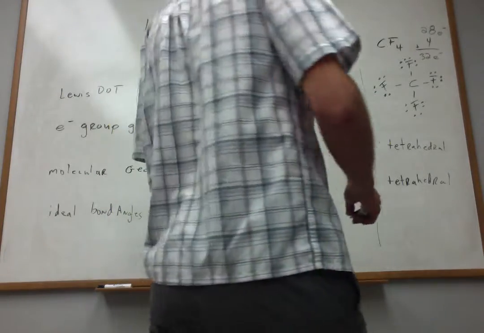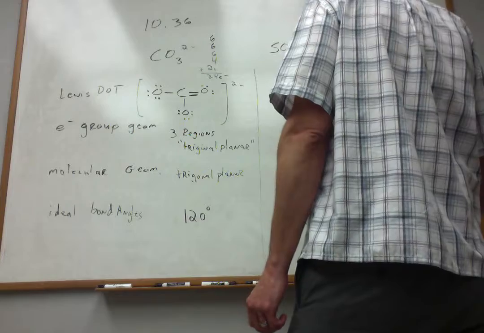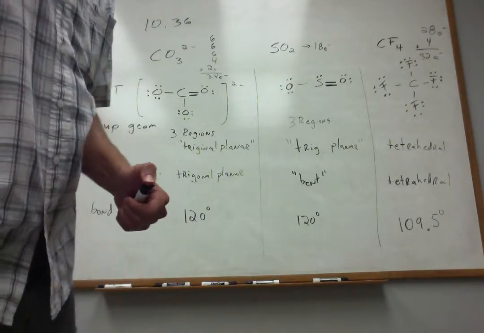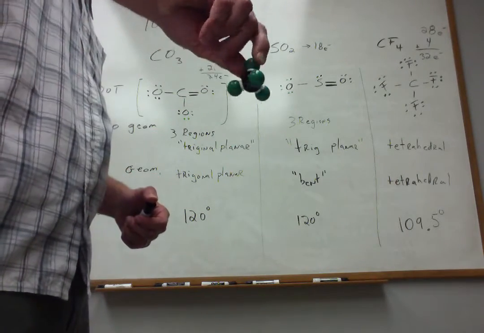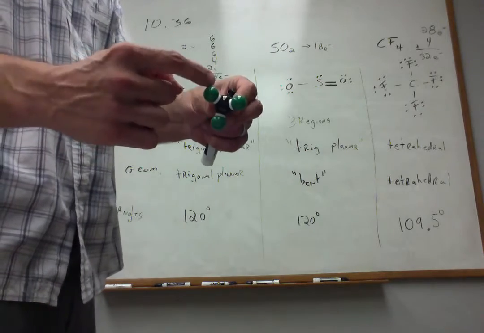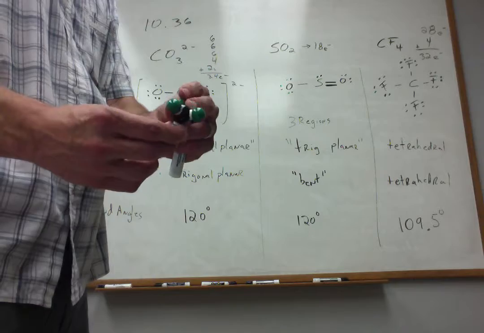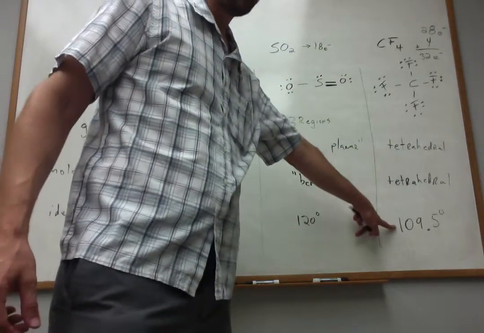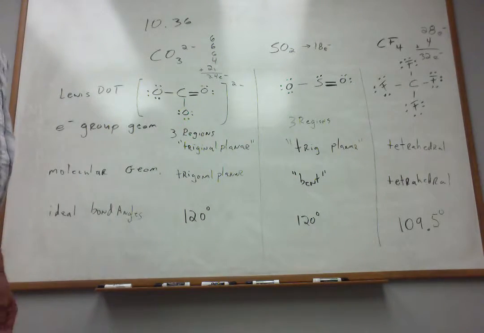Now, in the tetrahedral geometry, it turns out that the ideal bond angle is 109.5 degrees. And in this particular case, CF4, that's what the bond angle is going to be, because I've got 4 atoms on the periphery. They're exactly the same, all fluorines. It forms the perfect tetrahedral shape with bond angles of 109.5 degrees. So this is, again, assigning electron group geometries and molecular geometries.